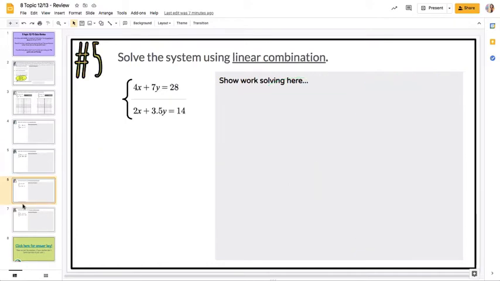All right, our last two slides are dealing with linear combination, otherwise known as elimination. Remember, the purpose of elimination is to eliminate or get rid of a variable by adding together our equations or subtracting them. So if we take a look at this equation, remember we want to eliminate something. That means we have to start off with variables that are the same but with different signs. We don't have that going on. Our x's are lined up, our y's are lined up, and our equal signs are lined up.